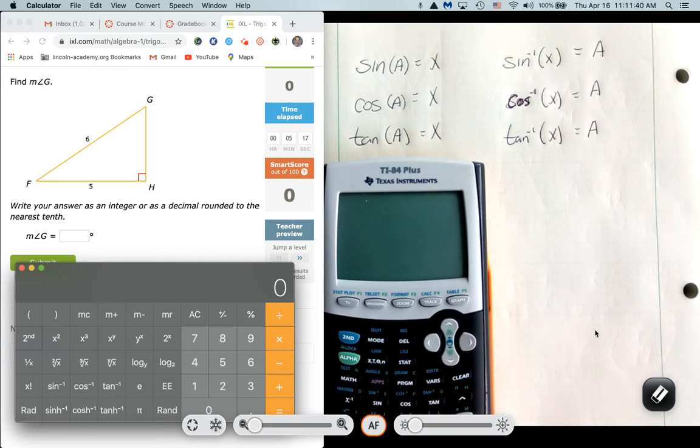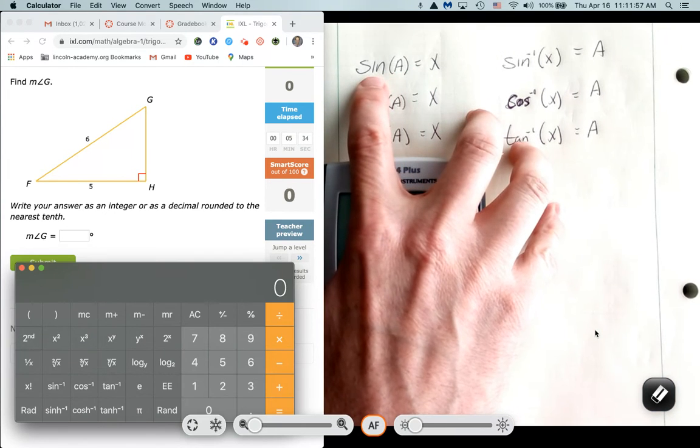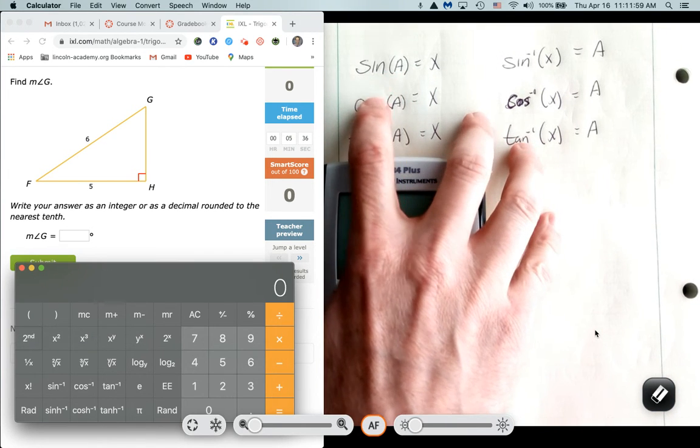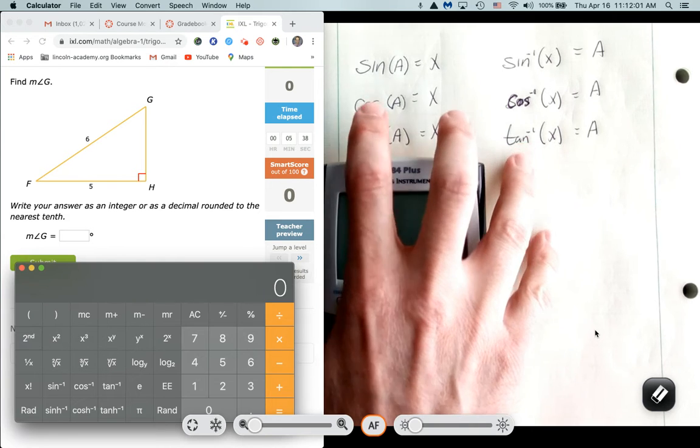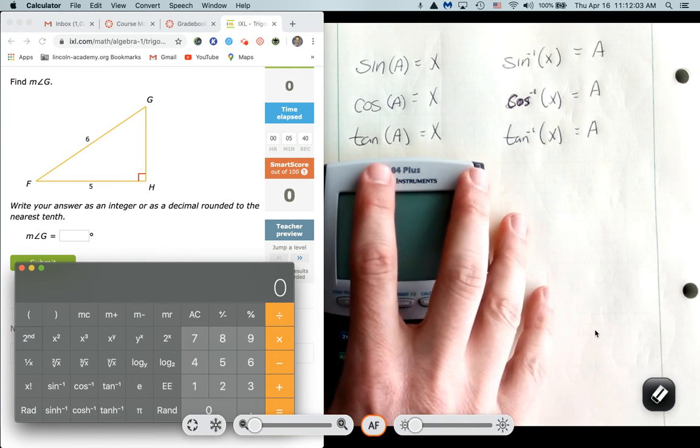Welcome. Today, we are going to learn how to find an angle measure given the side lengths or the sine, cosine, or tangent of that angle. Basically, what I mean by that is, remember, the sine function is a ratio of two sides. Cosine is also a ratio of two sides, and the tangent's a ratio of two sides.